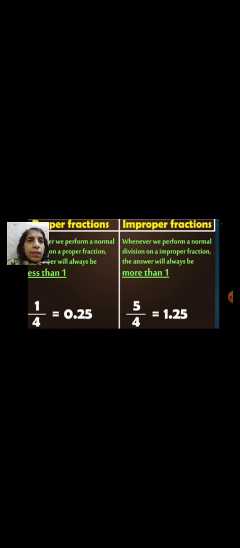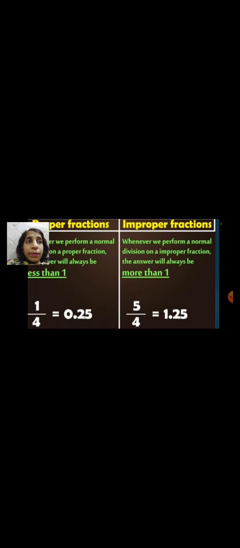Yes, whenever we perform a normal division on a proper fraction, the answer will always be less than 1. An example is 1 upon 4. If we divide 1 by 4, we will get the answer 0.25. Okay. Next, let's see improper fractions.